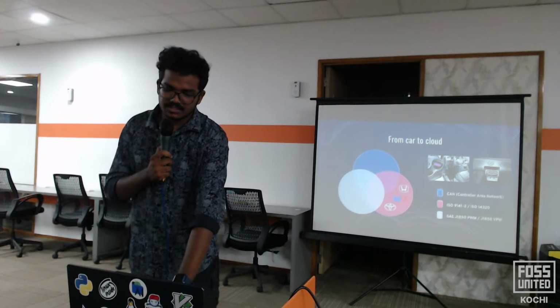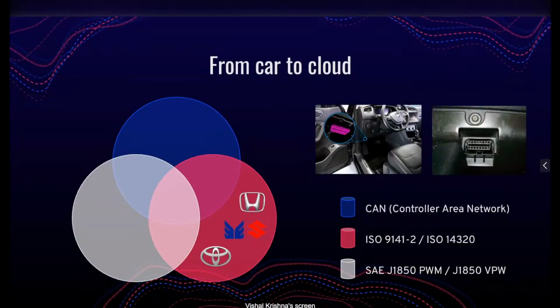Let's first look at the brands using only the ISO 9141-2 protocol. As you can see, the Japanese are sticking to this protocol. I think the Japanese love this protocol. The Hondas, the Toyotas, the Marutis, Suzukis. Yeah, they love the protocol. Now you have the Americans. They are using a combination of CAN and SAE protocols.